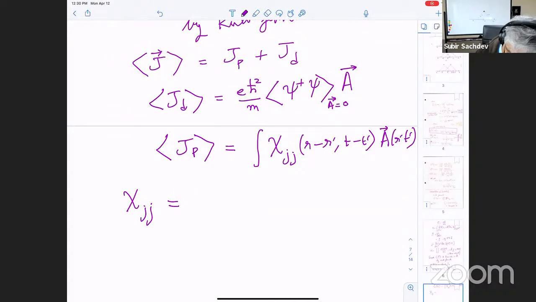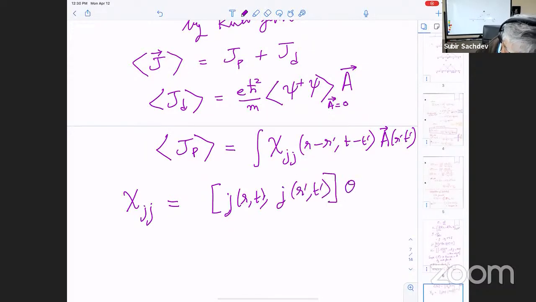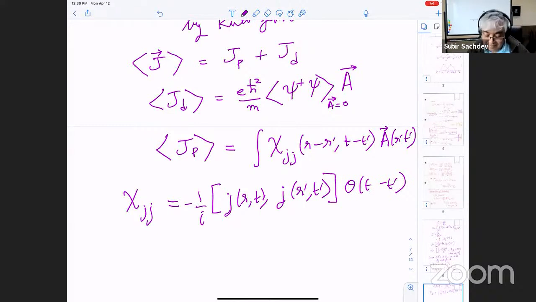which is the retarded commutator of j of r and t, and j of r prime and t prime, times theta of t minus t prime, with a factor of, I forget, minus 1 over I or something like that. Okay, so that's the Kubo formula.